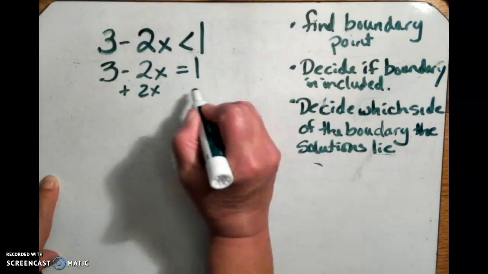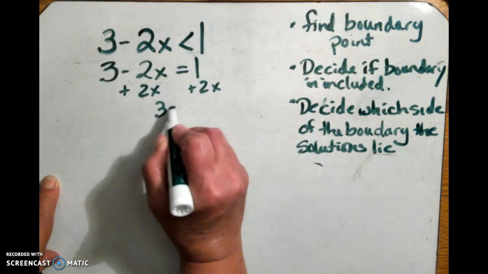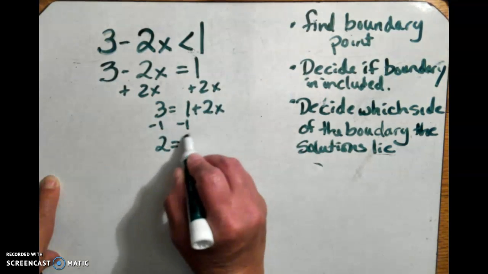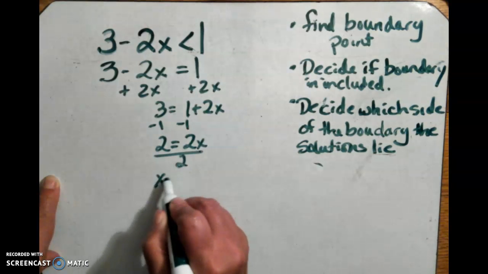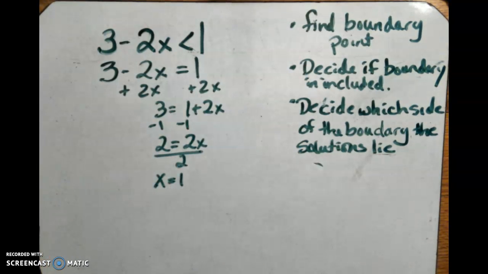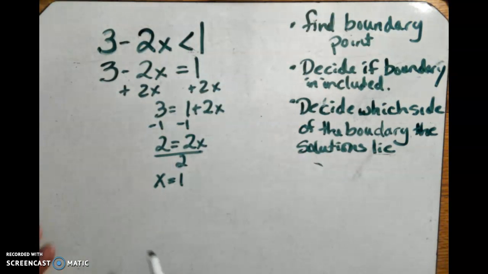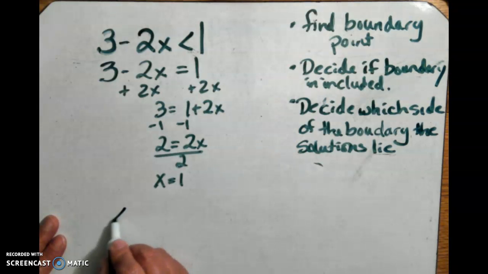So we're going to add 2x to both sides. I get 3 is equal to 1 plus 2x. Subtract 1. I get 2 is equal to 2x. Divide by 2. So x is equal to 1. So what I just found out is that that's the boundary. And from that point, everything above 1 is going to make the inequality true, or everything below 1 is going to make the inequality true, because 1 is where this side is equal to this side. Okay? So I'm going to start by showing this graphically.